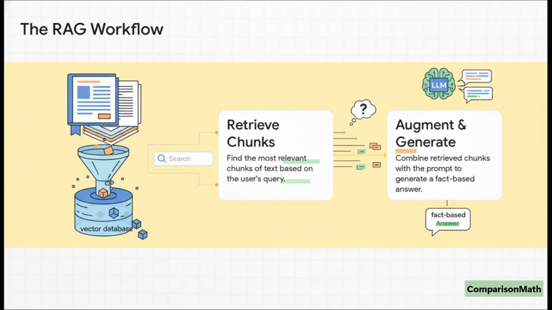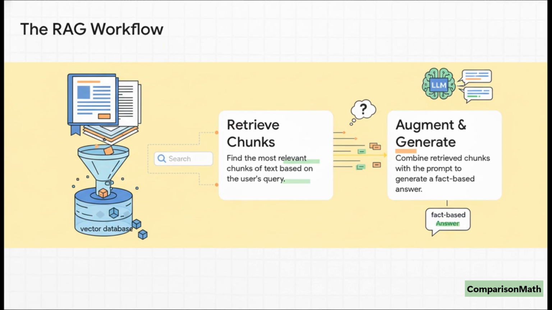So, how does this whole thing work under the hood? It's actually a pretty elegant three-step dance. First, you take all your documents, policy handbooks, technical manuals, whatever, and you index them. You chop them into smaller chunks and stick them in what's called a vector database. Just think of it like a super smart library that organizes information by meaning, not just keywords.